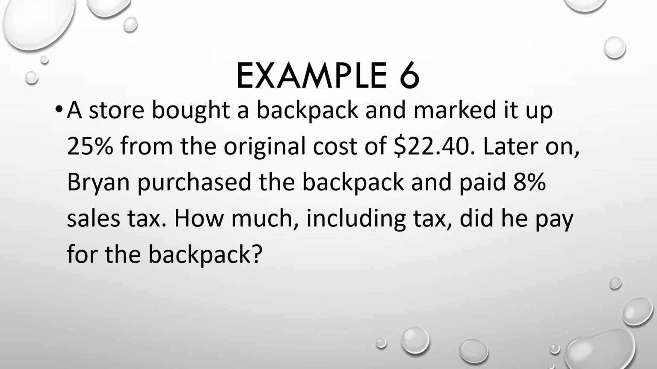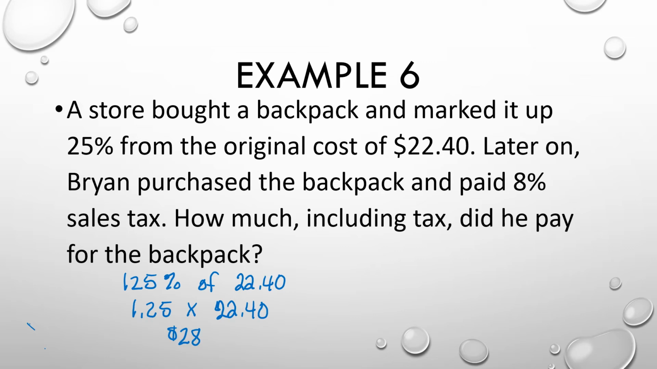Okay, so if they marked it up 25%, then they're still paying 100% of that $22.40. So we can combine that into one. Now you can still do 25% and then just go back and add. But I'm going to go ahead and say 125% of $22.40, which is 1.25 multiplied by $22.40, which gives us 28. Okay, so that would be the sale price, after the markup.